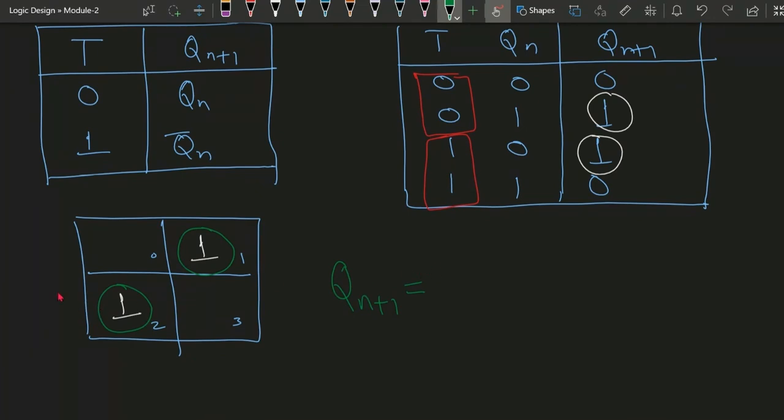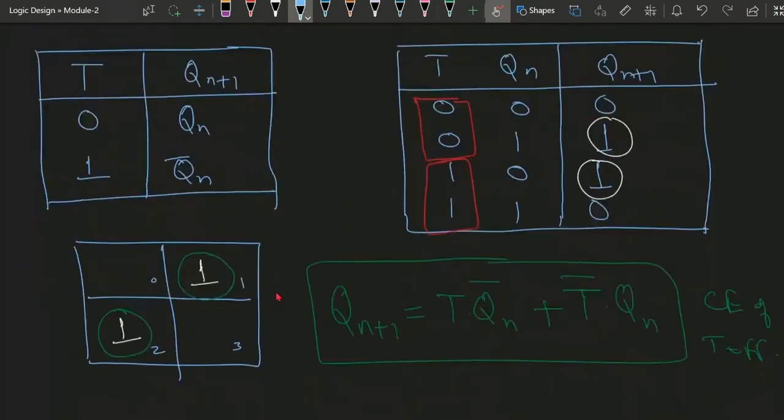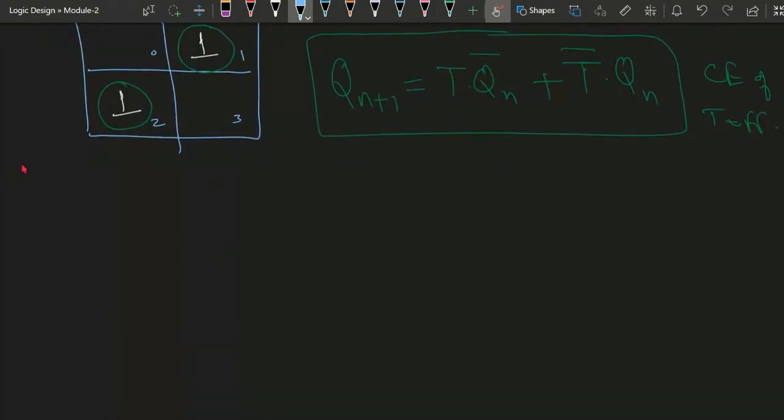This is coming out to be T bar and T. So this is T multiplied by Qn bar, and next is T bar multiplied by Qn. So this will be the characteristic equation of the T flip flop.